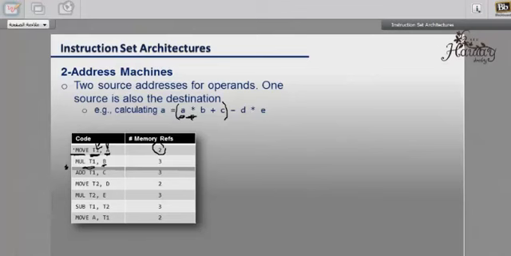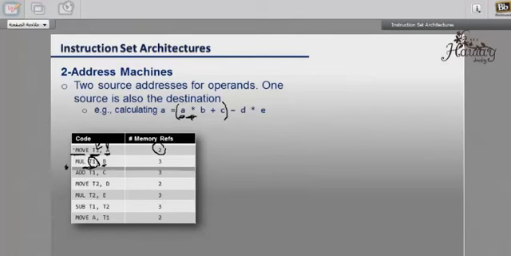So you bring T1, which has the value of A, multiply it by B, but always the middle one is both source and destination. So it is a destination, now we need to bring it back to it. So the result of the multiplication between T1 and B has to be stored back inside T1.